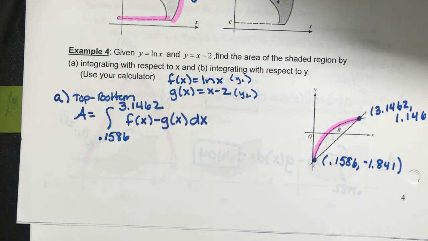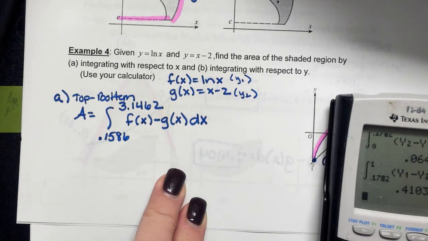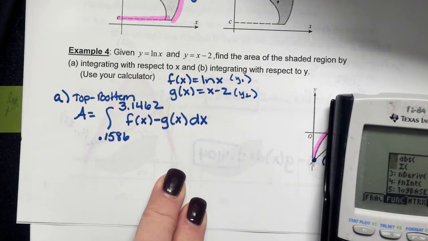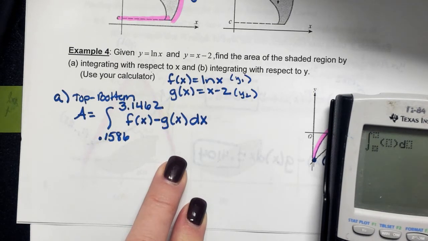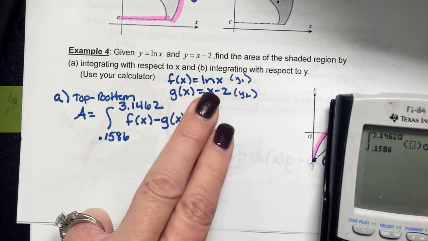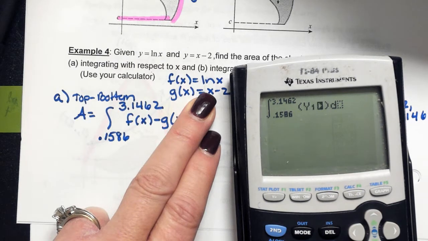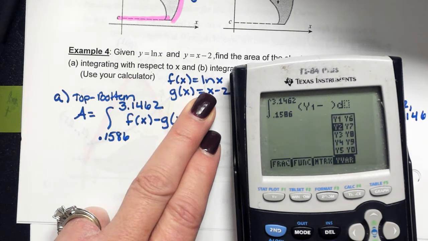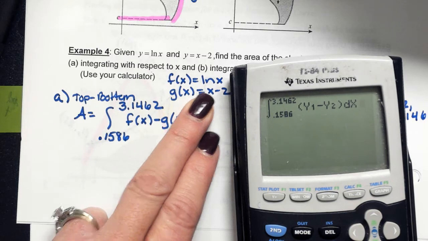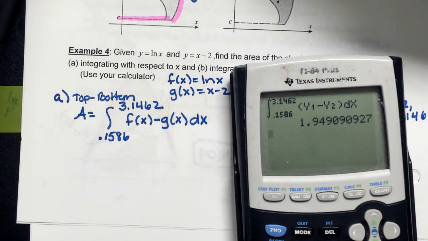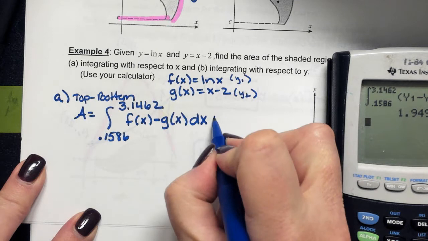So any questions on how I have that integral set up? So again, I'm going to go ahead and integrate. Again, I've got natural log of x loaded under y1, so it's going to be a y1 minus y2. So to about 1.949.